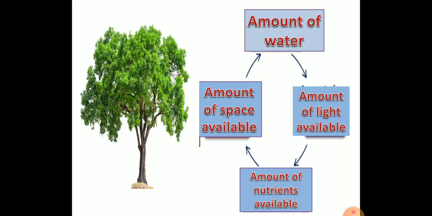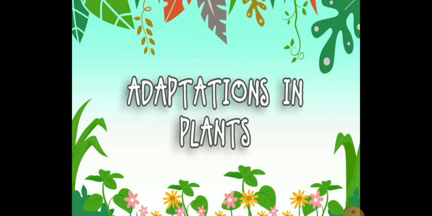So, light, water and air, nutrients and suitable climate conditions are necessary for the growth of the plant. But every habitat does not provide the required things. Therefore, plants have evolved structural modifications in their body to survive in such environments.